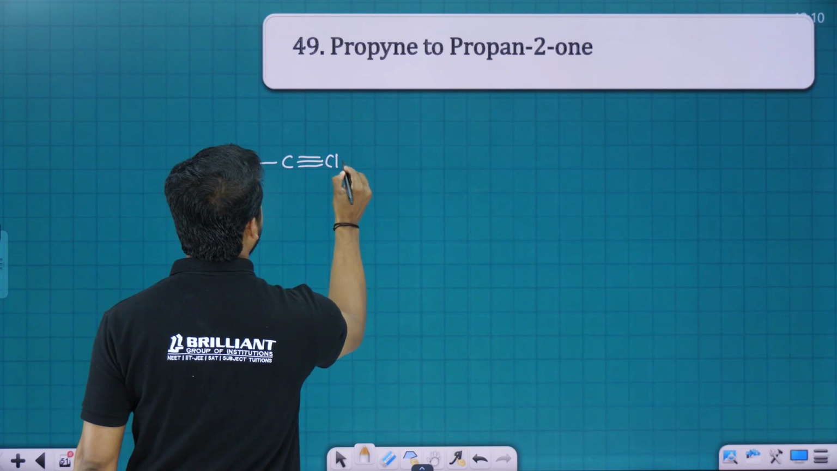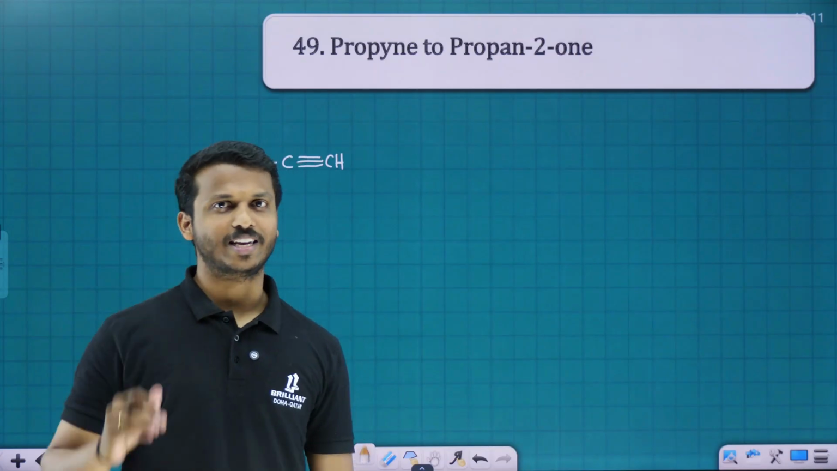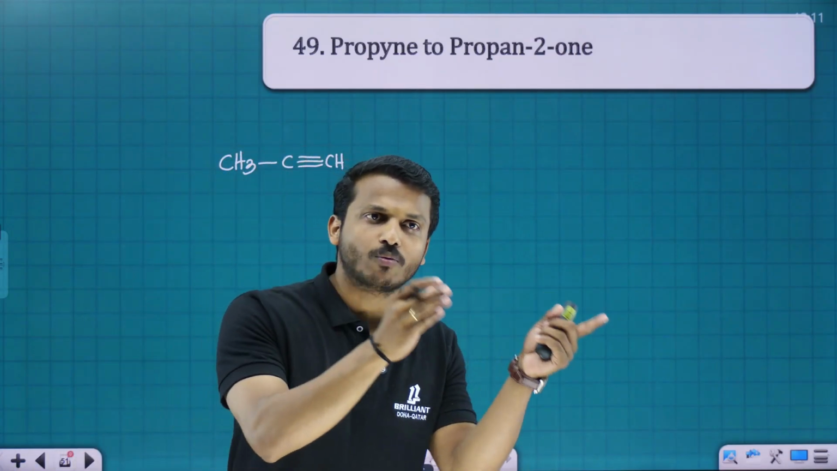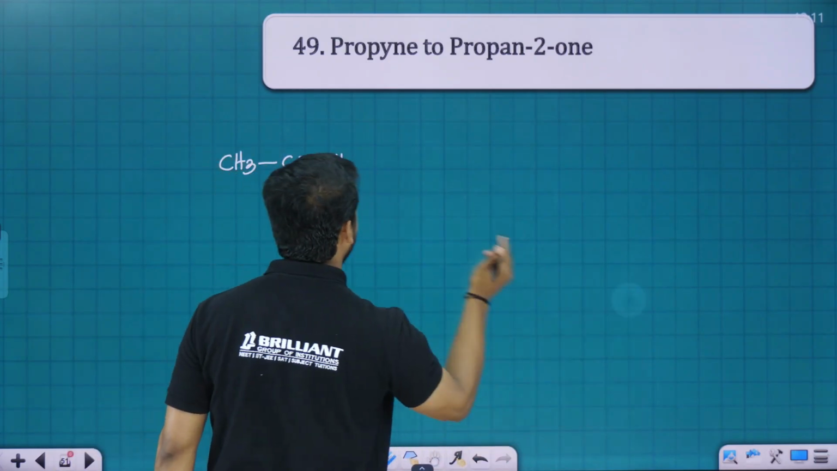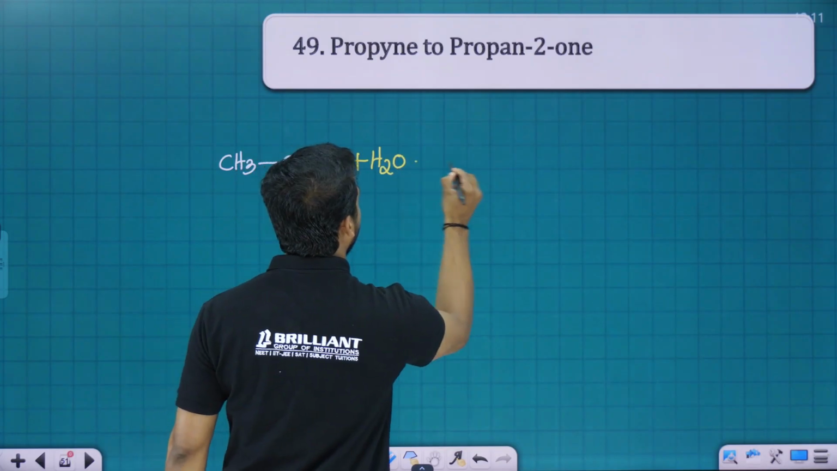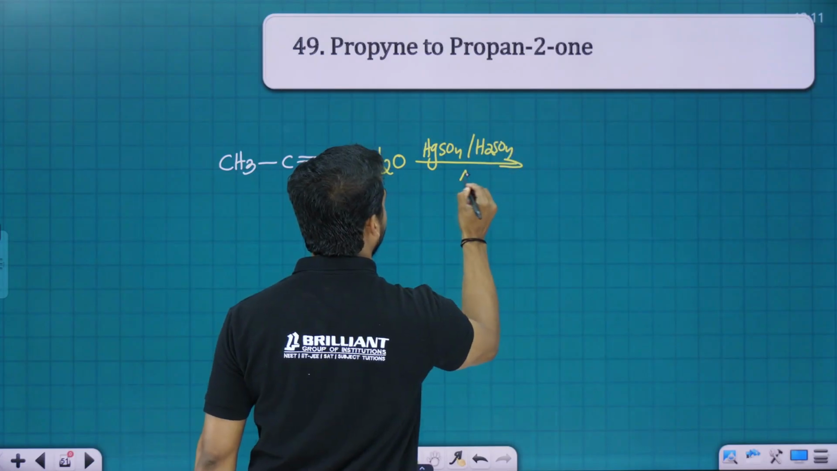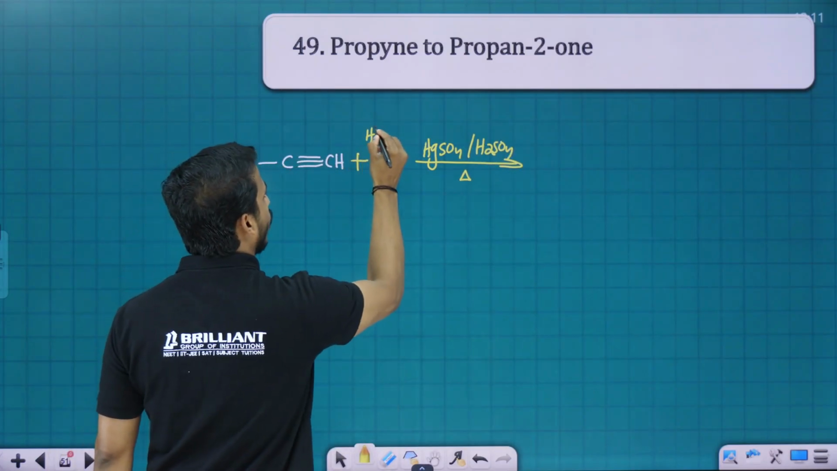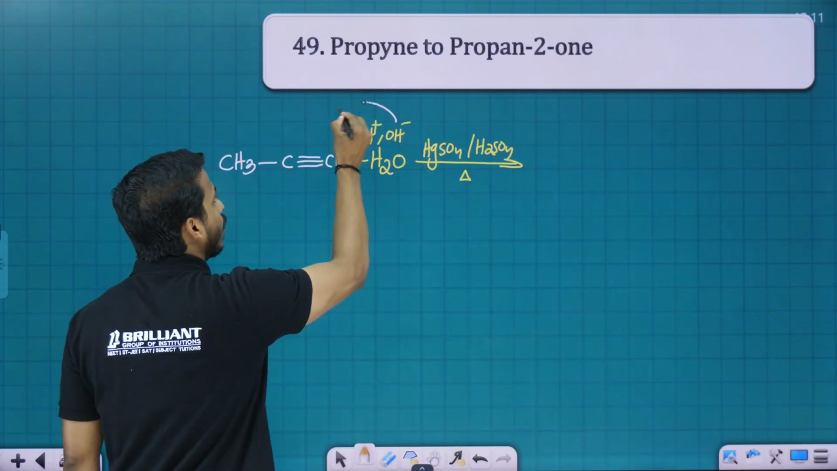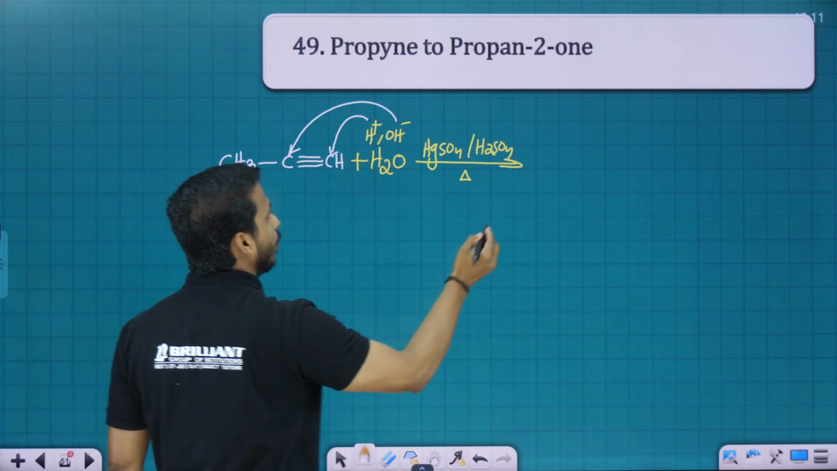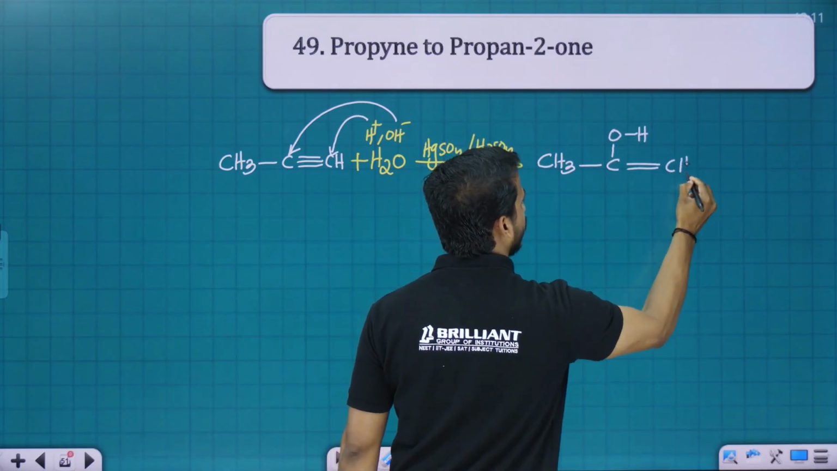Next one. How will you convert propyne to propan-2-one? I told you, alkyne is given. If you want to convert it into an aldehyde or ketone, do oxymercuration. What is oxymercuration? Addition of water in presence of HgSO4 and H2SO4 and heat. You know, water contains two ions, H plus and OH minus. It follows Markovnikov's rule. The negative part goes to the carbon with less hydrogen, the positive part to the one with more hydrogen. We get CH3, CO, CH3.